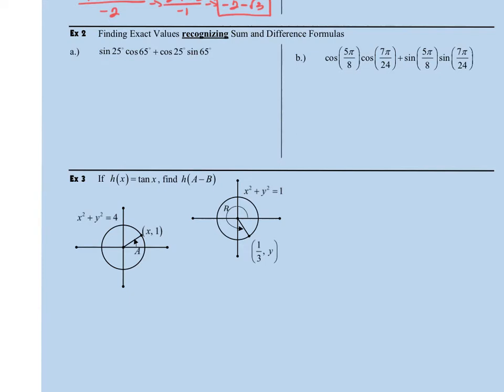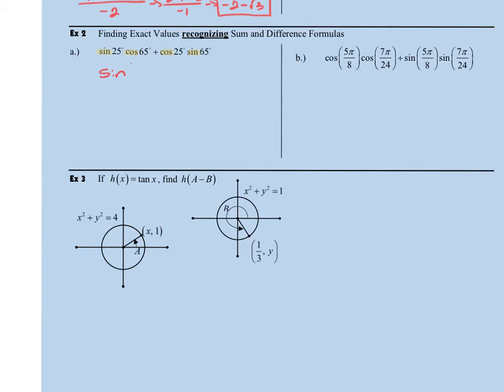Now, the next problem that we're going to look at: when we scan through this, we think, oh, I don't know how to do 25 degrees or 65 degrees or this 5 pi over 8 or this 7 pi over 24. I don't know those values. But what I do recognize is that the pattern I have here is one of my sum and difference formulas. I have sine, cosine, cosine, sine. That is the sine sum formula.